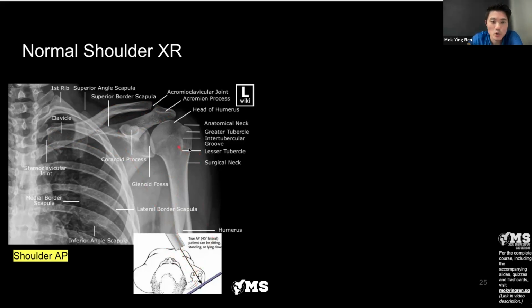We can also identify the greater tubercle or the greater tuberosity of the humerus. Take note that in the lower limb it is the trochanter. Here it is a greater tuberosity or the tubercle. And it's very important when looking at this X-ray to also look at the lung fields to see for any abnormalities, where you may pick up an incidental lung tumor.